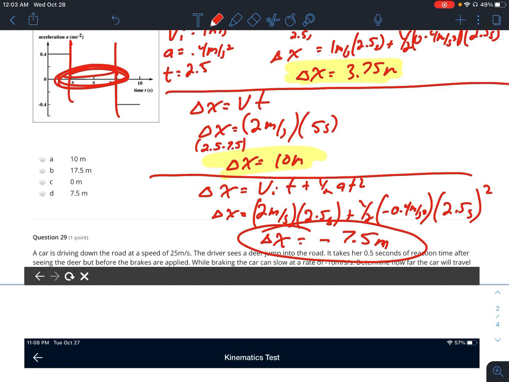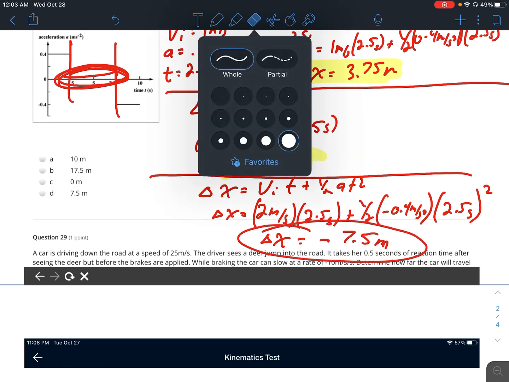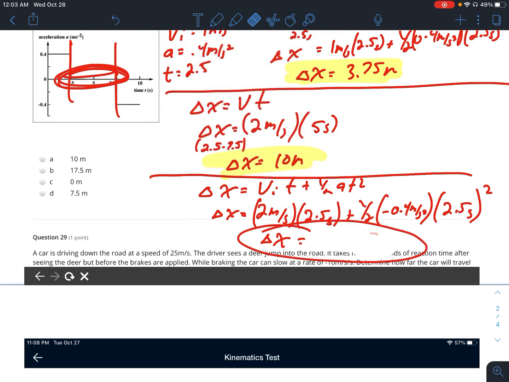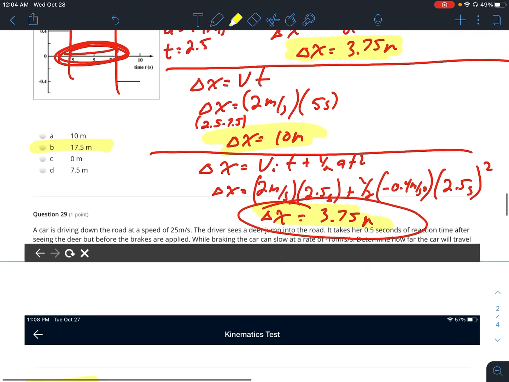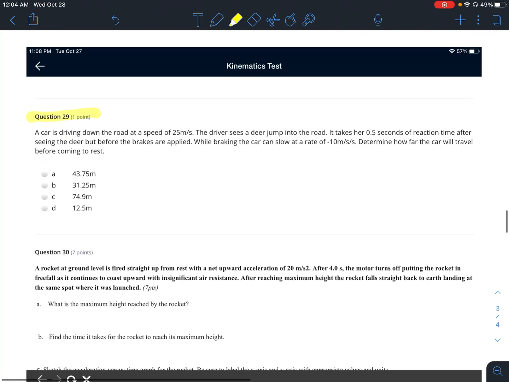Okay, yeah, that's what I thought. Sorry. Didn't have my right negative there. That's going to be 3.75. So when we add all 3 of those displacements together, we're going to get our answer of 17.5. 29.